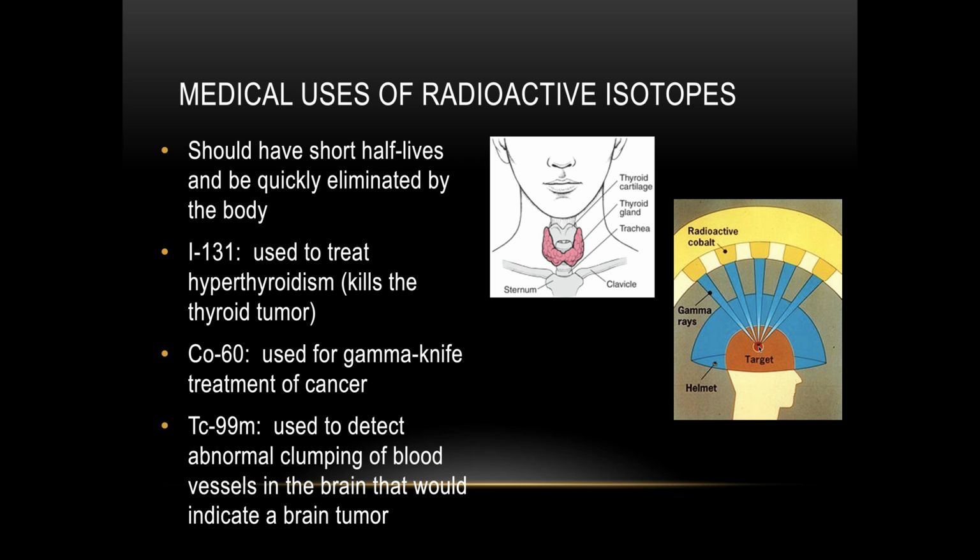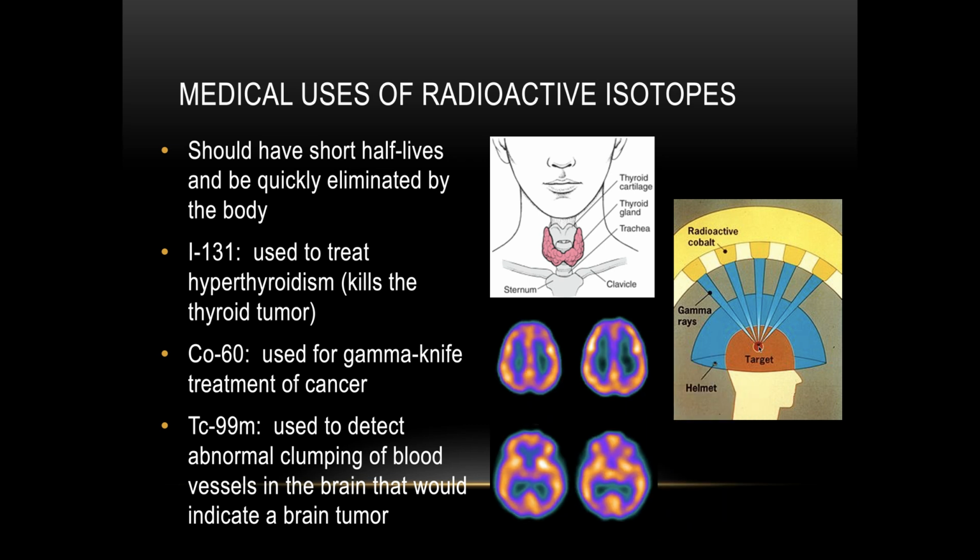How do you find this tumor to begin with? Well, tumors have abnormal clumping of blood cells. So you inject a radioactive isotope into the bloodstream, and then you can detect this using a radioscope. I can't see it here because I'm not a doctor, but you can detect abnormal clumping of cells in the brain. And then that would be the location of the brain tumor. And then you would take an MRI and you could actually verify and visualize the tumor and then use the information from the MRI to target your radioactive cobalt therapy. So cobalt-60 is used to treat the cancer. Technetium-99 is used to detect it.